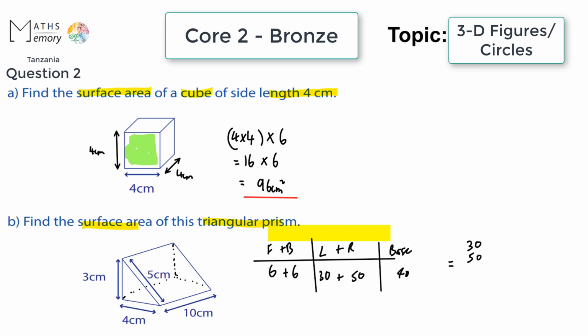Well, 30 plus 50 plus 40 plus, let's say, 12, because obviously it's going to be 6 plus 6. 132 centimeters squared is the answer. That's your surface area of this triangular prism over here.